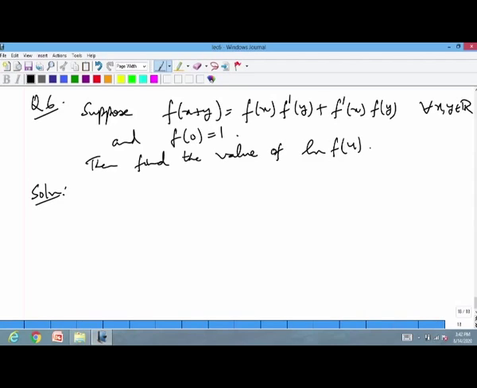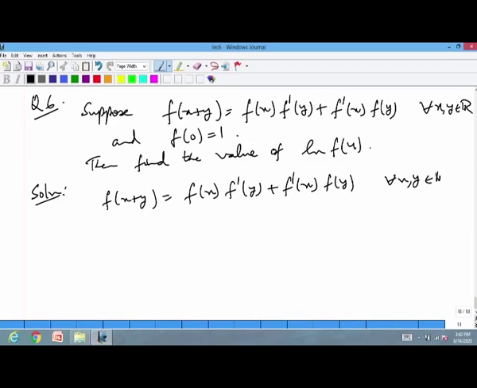So, we are given that f is a differentiable function which satisfies f of x plus y equal to f x f prime y plus f prime x f y for all x, y in the real line, and also we are given the value of f of 0. So, if we put x equal to 0, y equal to 0, then we can calculate the value of f prime 0.